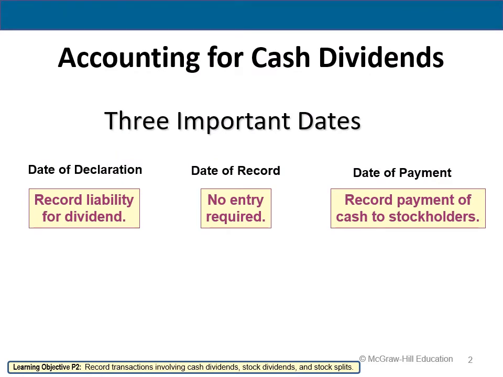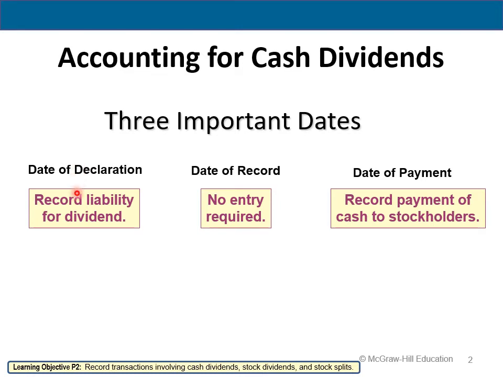So when it comes to dividends, we've got three dates, right? Two of which we'll need to make journal entries on. The date of declaration. Now, the dividends come from the board, right? So the board of directors will declare a dividend, and usually it's just a chunk of money. So we're going to pay $1 million in dividends, right? And then that's just divided up by the number of shares outstanding, all right?